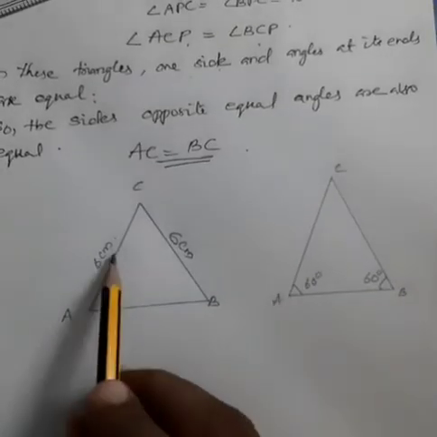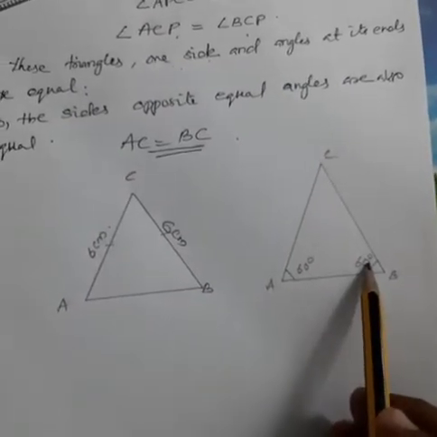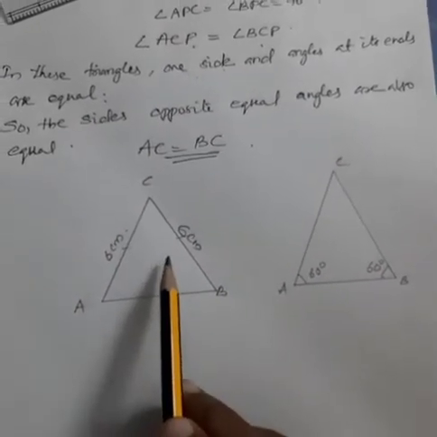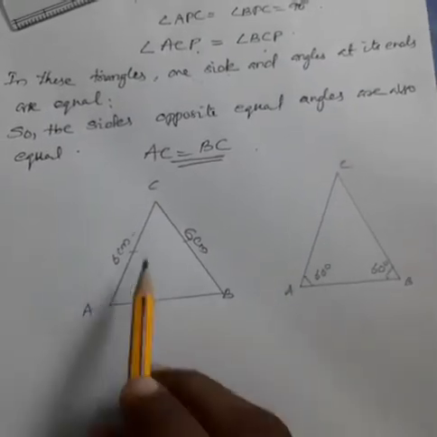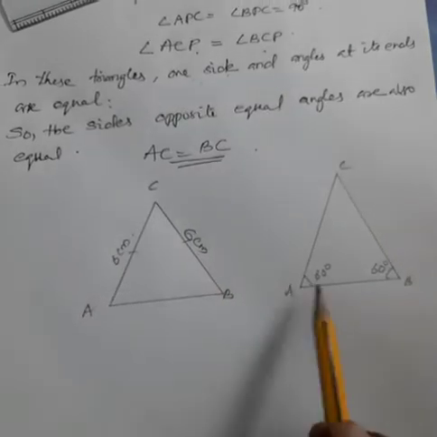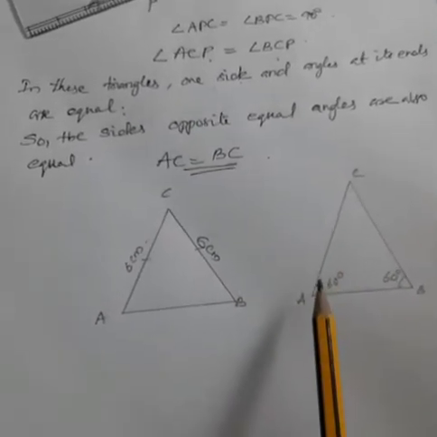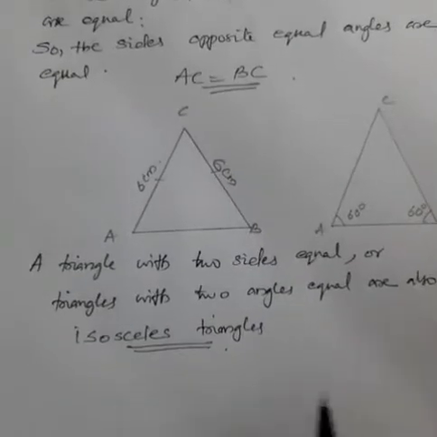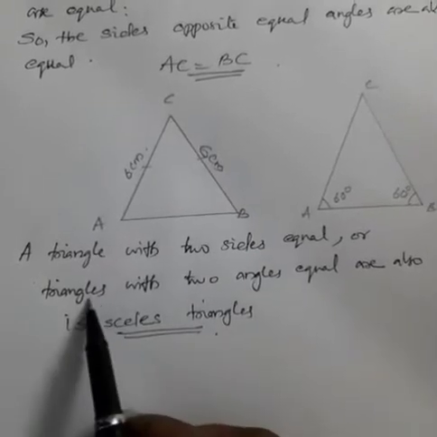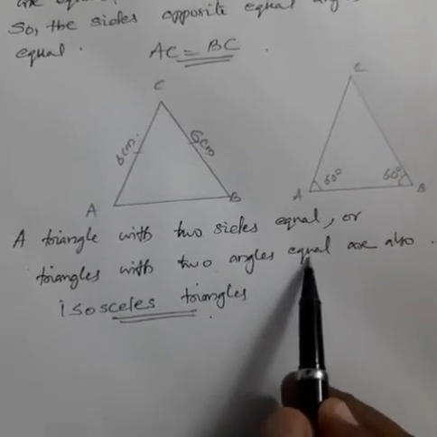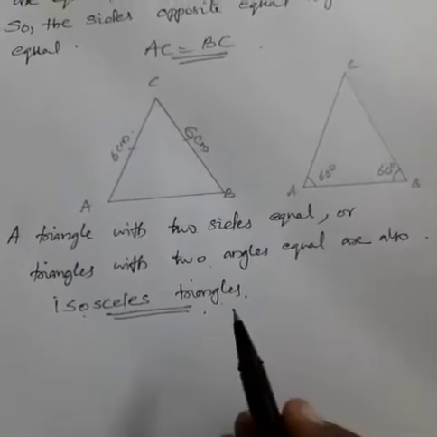So in this triangle, two sides are equal. In this triangle, two angles are equal. These types of triangles are called isosceles triangles. Here AC is equal to BC. Angle A is equal to angle B. So these are the isosceles triangles. In general, a triangle with two sides equal or two angles equal is also called an isosceles triangle.